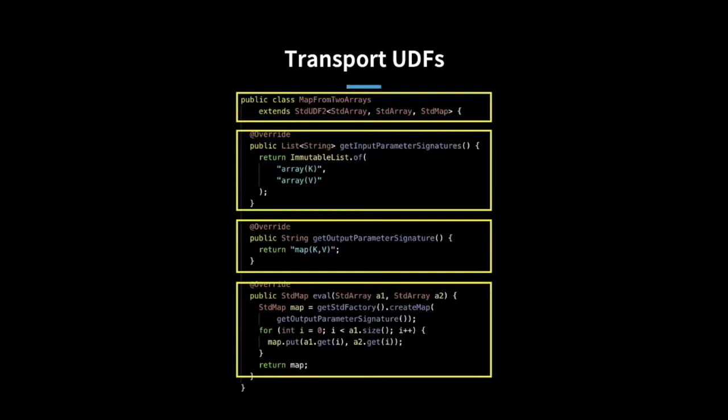The logic in this UDF is essentially taking 2 arrays, using one as the source for the keys in a map and the other as the source for the values, and merging them together into one map and returning it to the user.